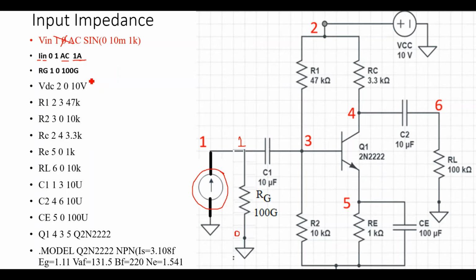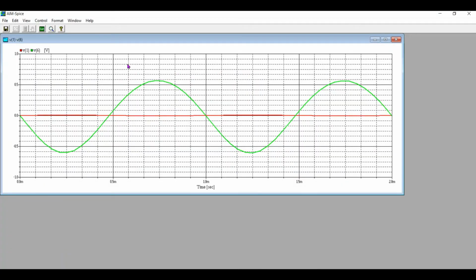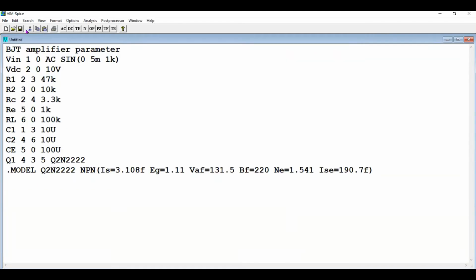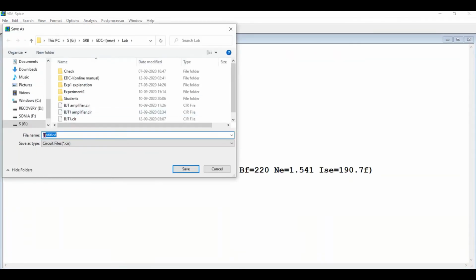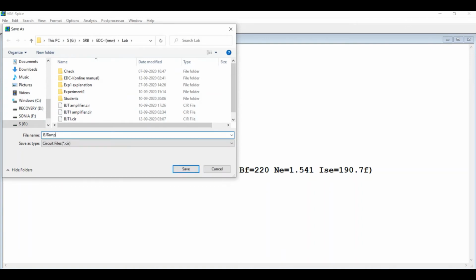So let's put it in AM Spice and see what is the effect over there. This was for our voltage gain. Exit it. We haven't saved the circuit, so we need to save it. BJT Amplifier.